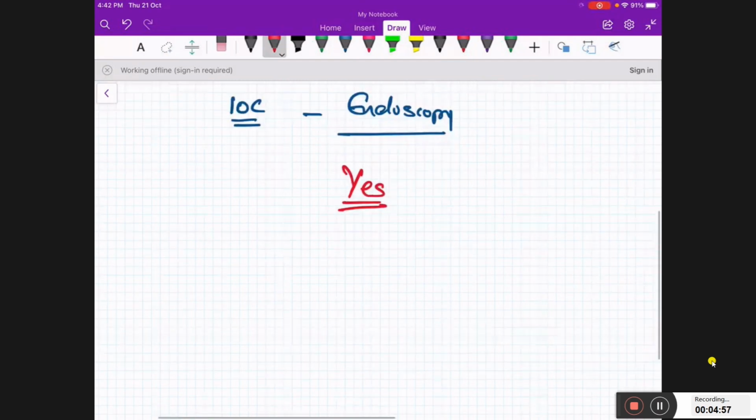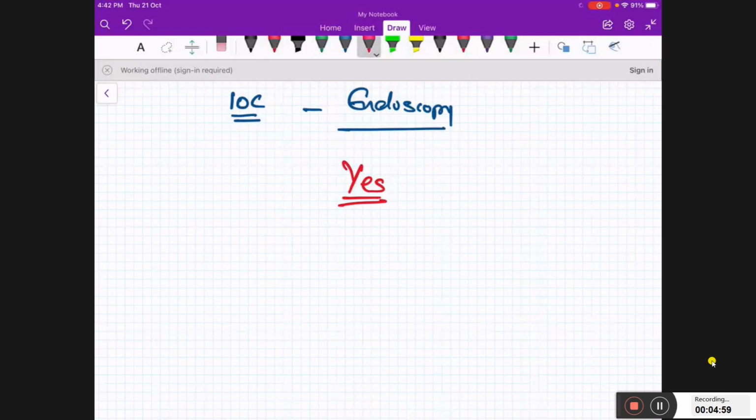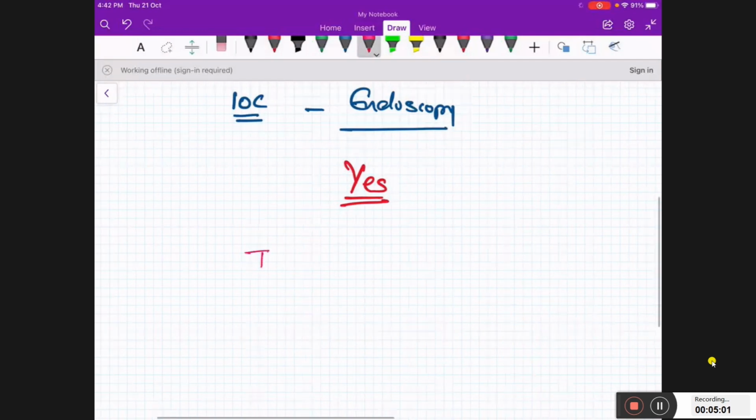Now, let us see who will answer this right. So if I ask you now, what is the best or ideal treatment for a Barrett's esophagus? Can anyone tell me?